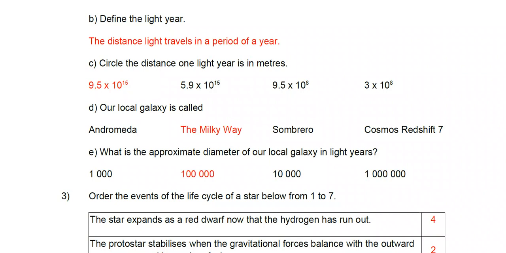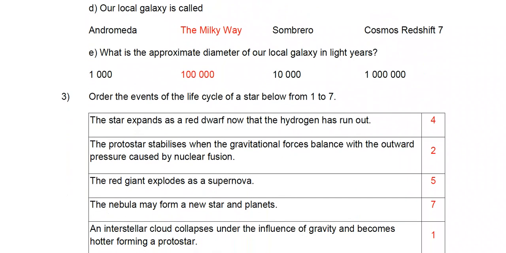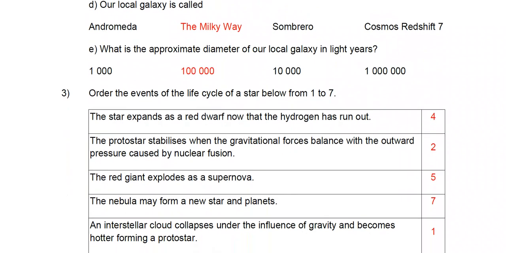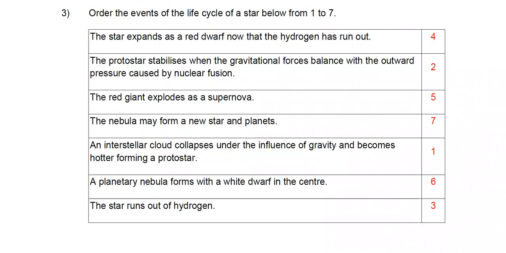Our local galaxy is called the Milky Way. And what's the approximate diameter of our local galaxy in light years? It's 100,000 light years. Order the events of the life cycle of a star from 1 to 7. Well, number 1 is an interstellar cloud collapses under the influence of gravity, becoming hotter and forming a protostar. Number 2, the protostar stabilizes when the gravitational force is balanced with the outward pressure caused by nuclear fusion.